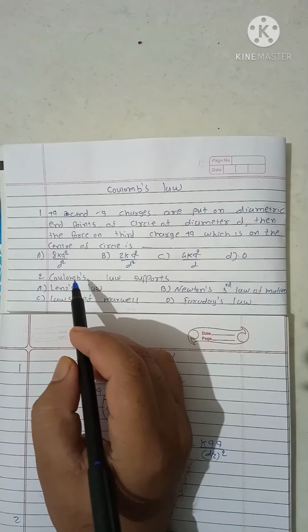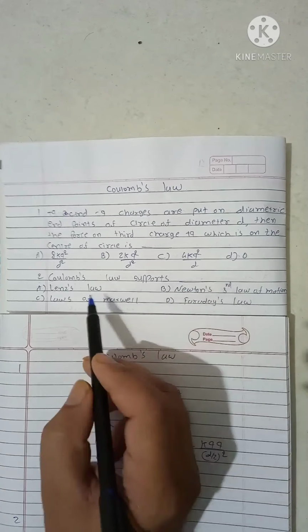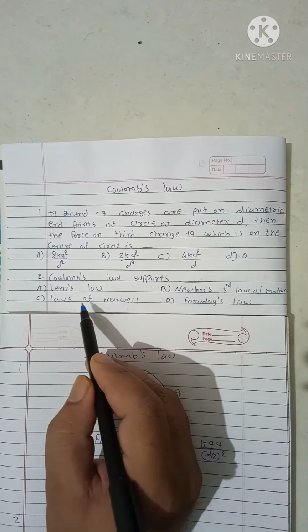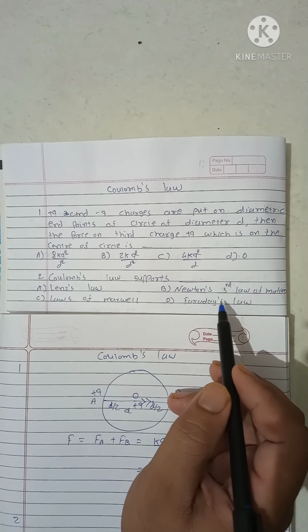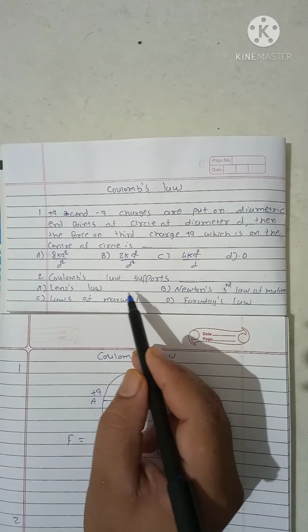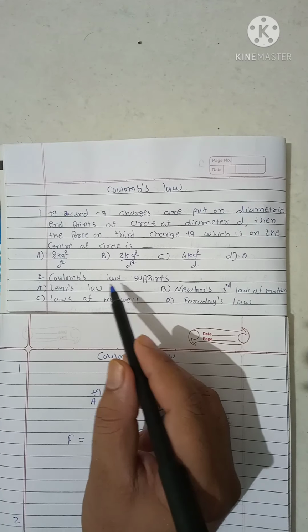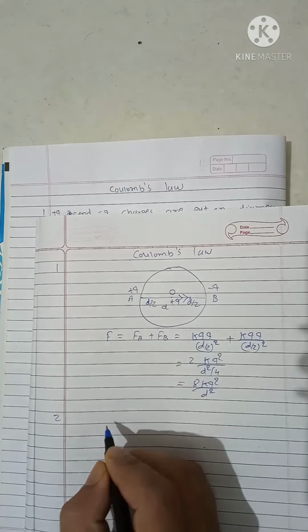Our second MCQ is: Coulomb's law supports dash. The options are Lenz's law, Newton's third law of motion, laws of Maxwell, and Faraday's law. So students, to understand this MCQ we have to understand Coulomb's law. What does it state?